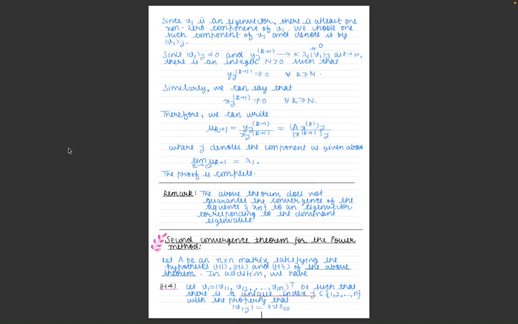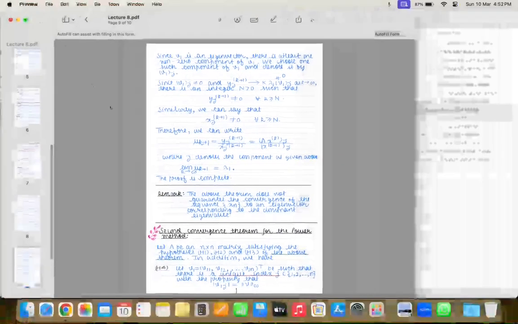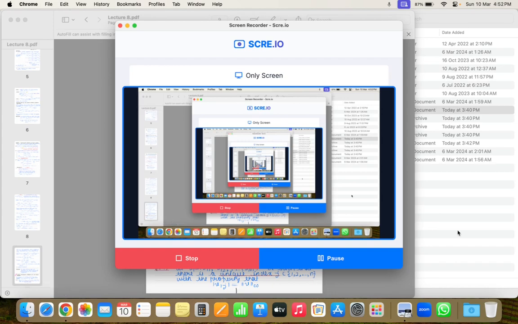So this power method actually does not guarantee the convergence of the sequence to an eigenvector corresponding to the dominant eigenvalue. It merely says that the sequence of scalars that you have constructed will converge to the dominant eigenvalue. So with this, I think we can finish.